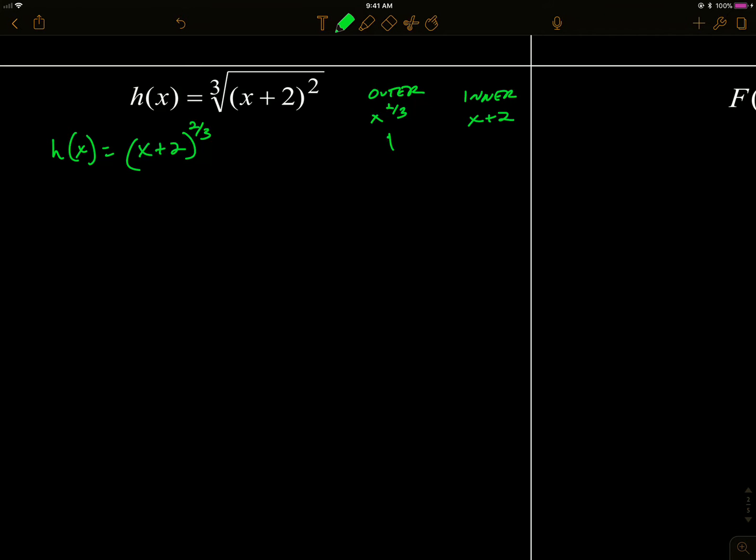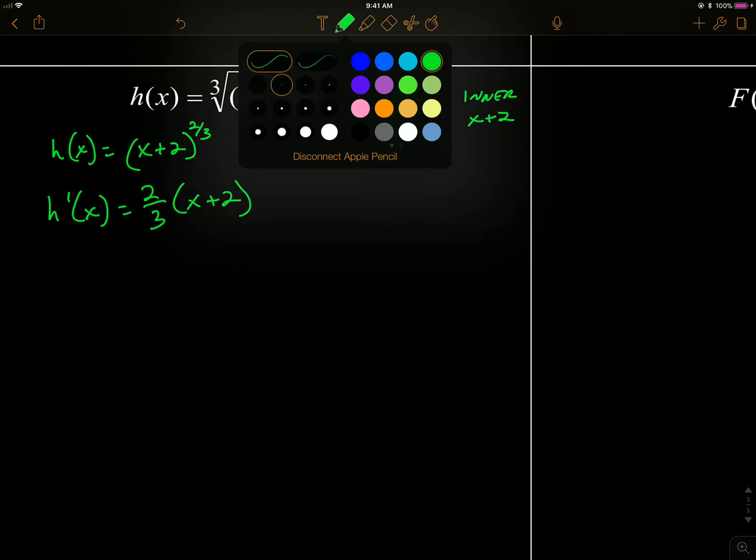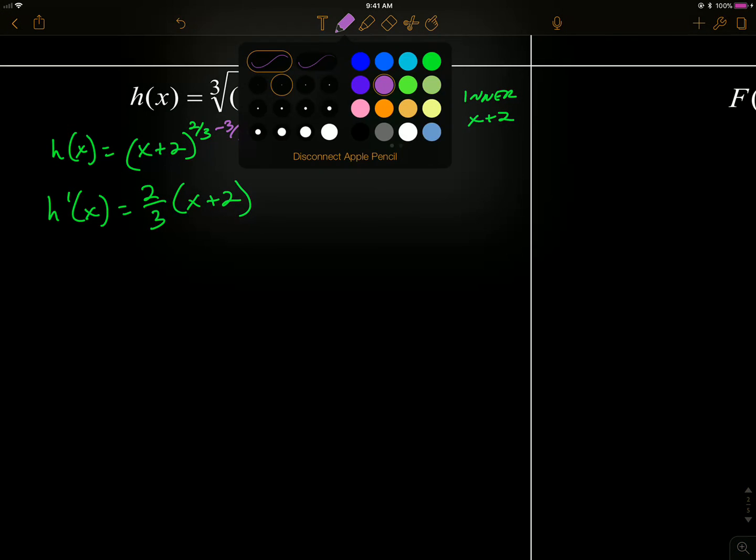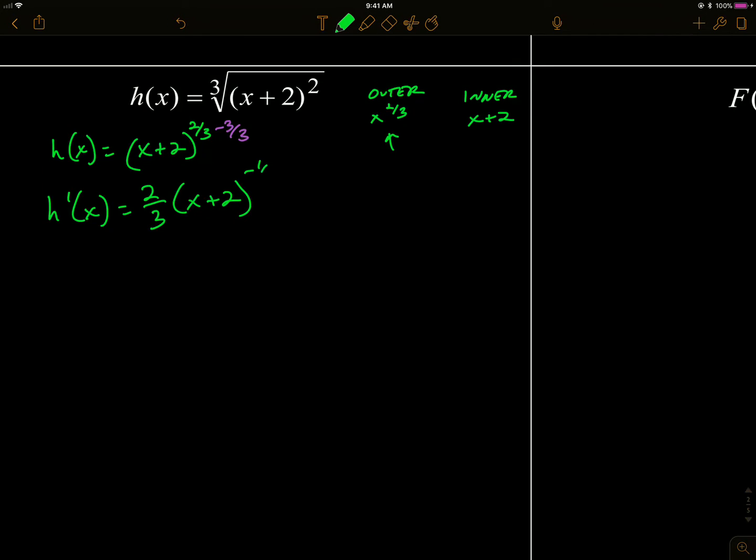So if I take the derivative of the outer, that's power rule. So the 2/3 comes down, I recopy the inner, I reduce the power by 1. I like to show that minus 3/3. So I get a negative 1/3. Then times the derivative of the inner, that's power rule again. The derivative of the inner function is just 1.